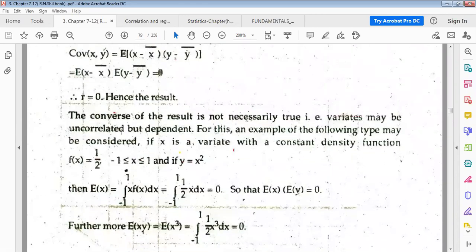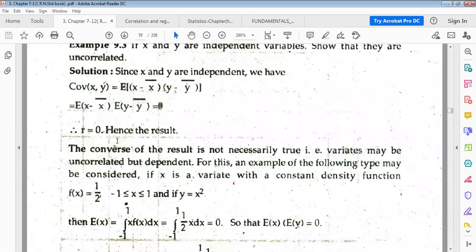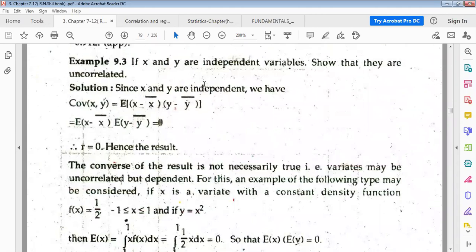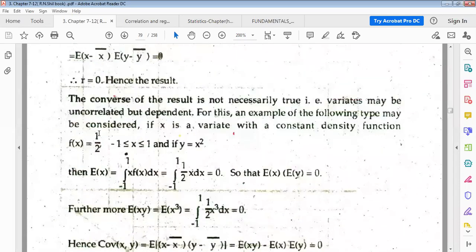Now the converse of the result is not necessarily true. What does the converse mean? If r equals 0, then x and y are independent. This may not be true. If r equals 0, x and y may not be independent. Understand? This is actually the proof.